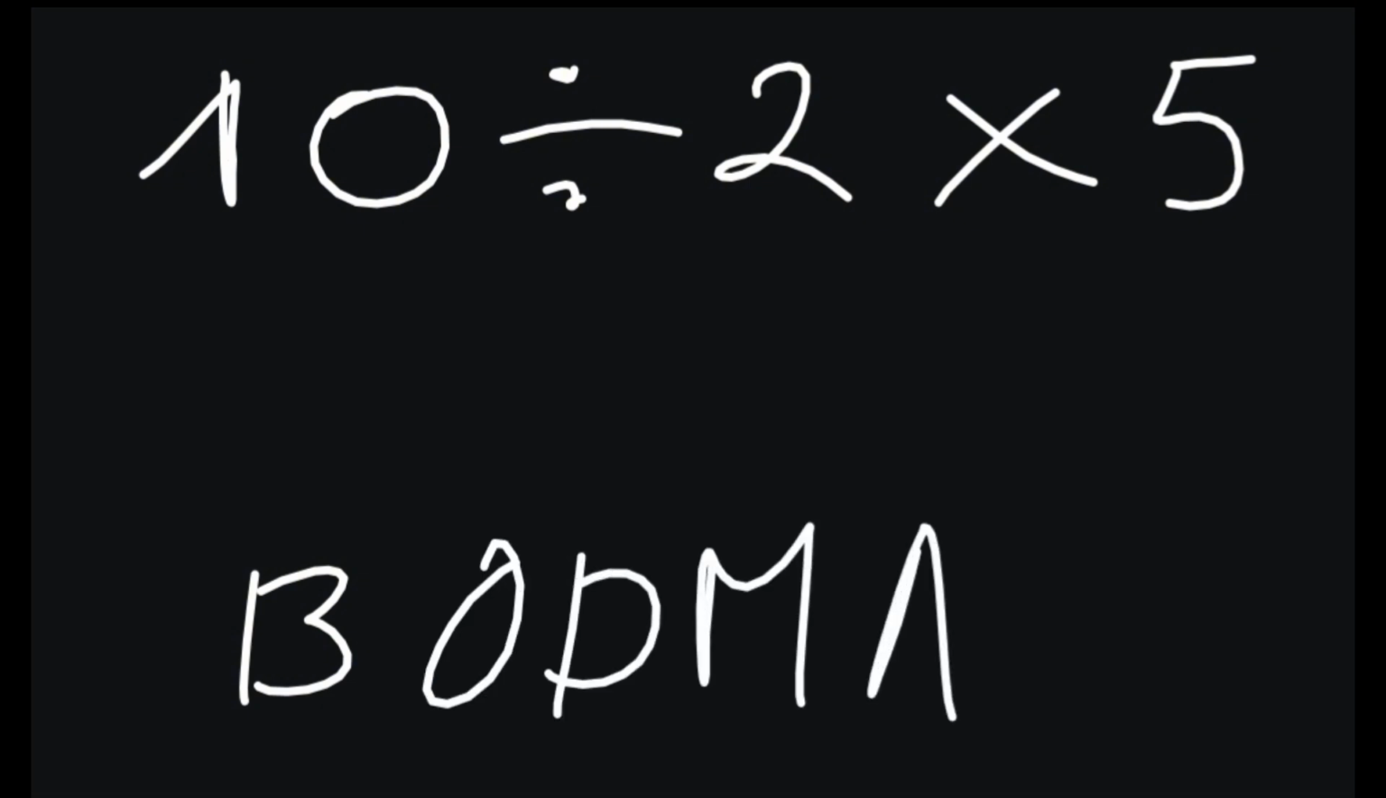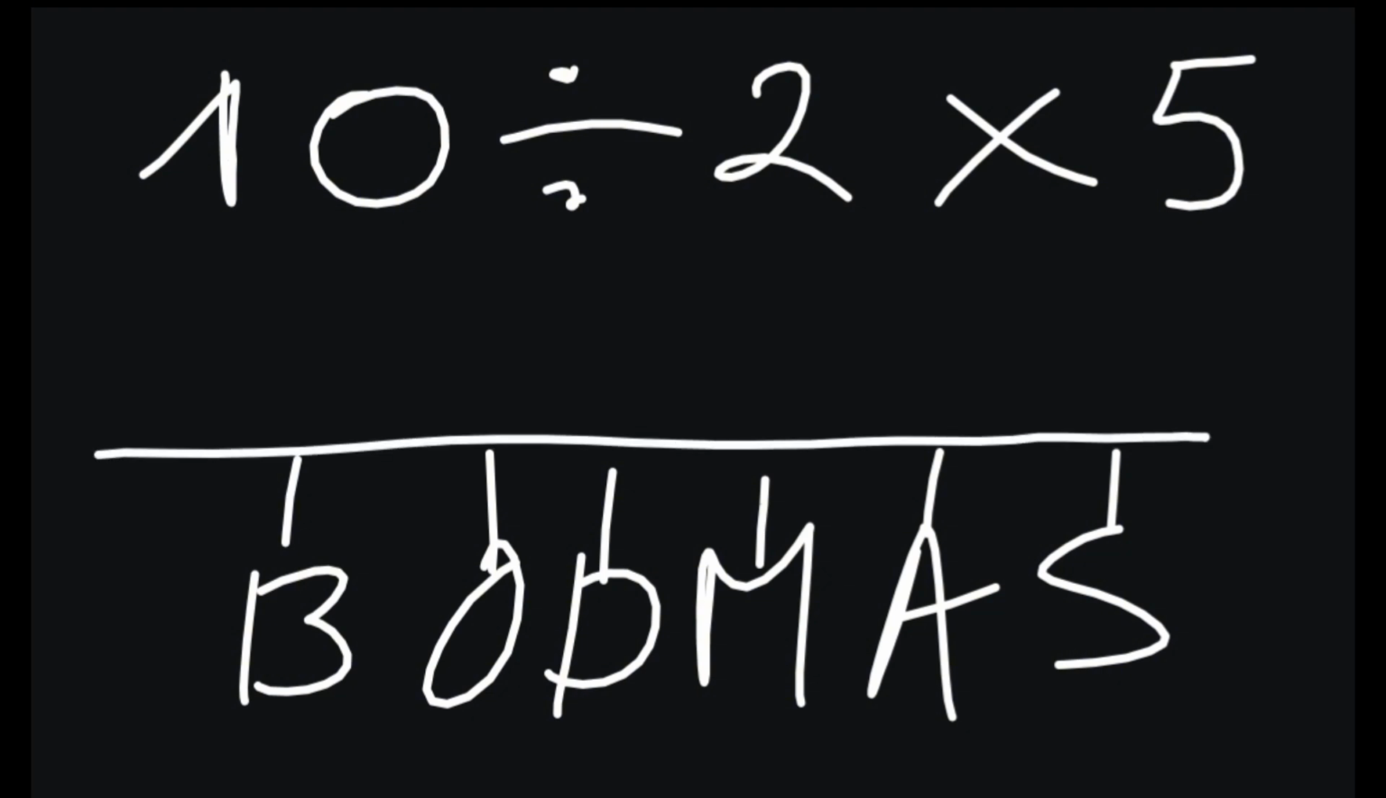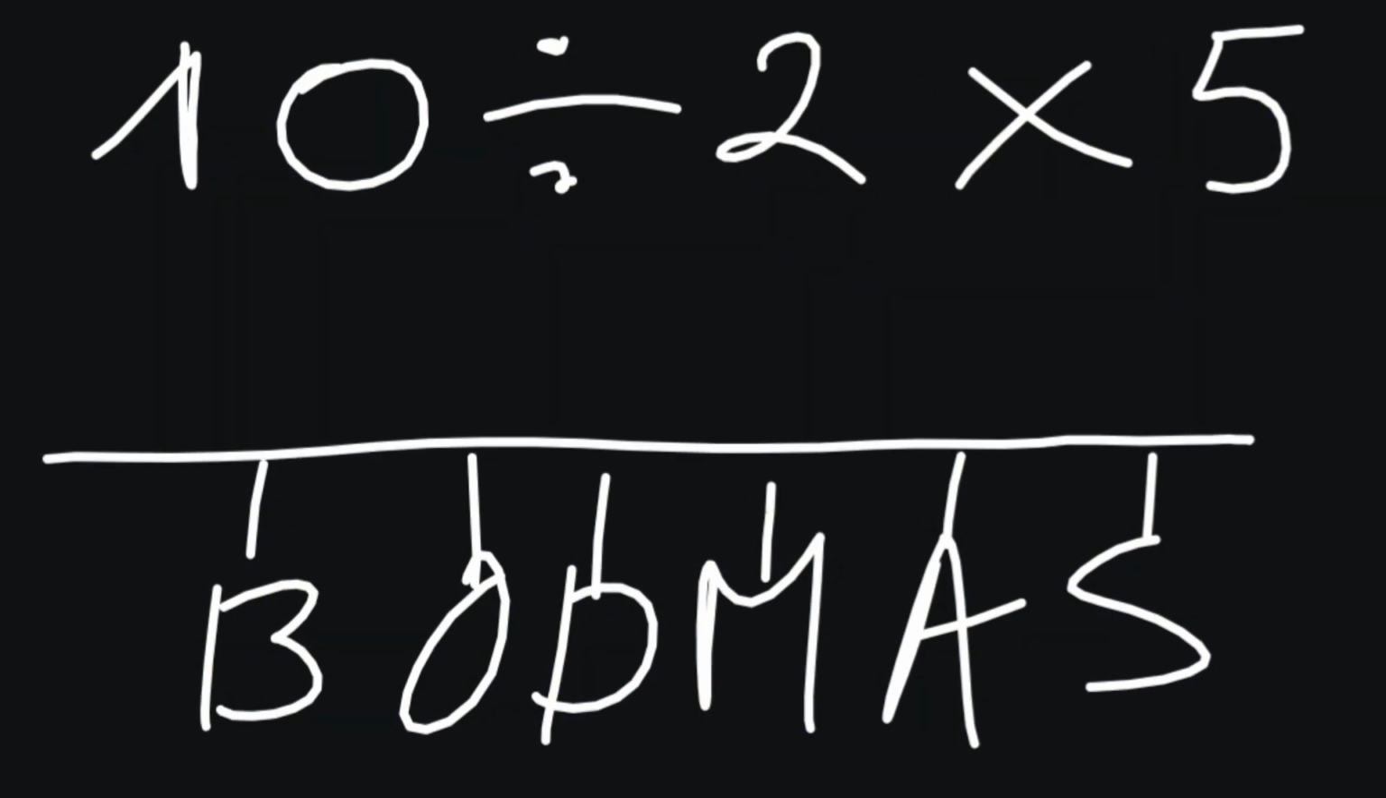BODMAS. Okay, where B is bracket, O is of, then division, multiplication, addition, and subtraction. Okay, let's take a look at the BODMAS we have here.